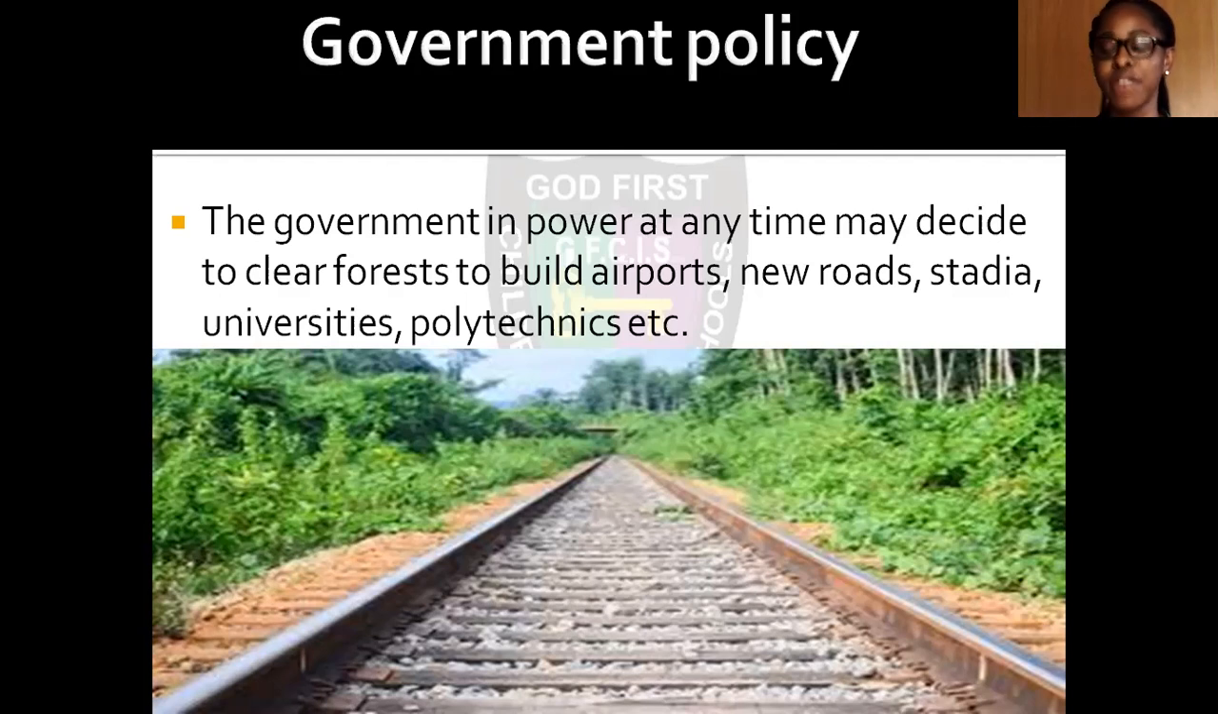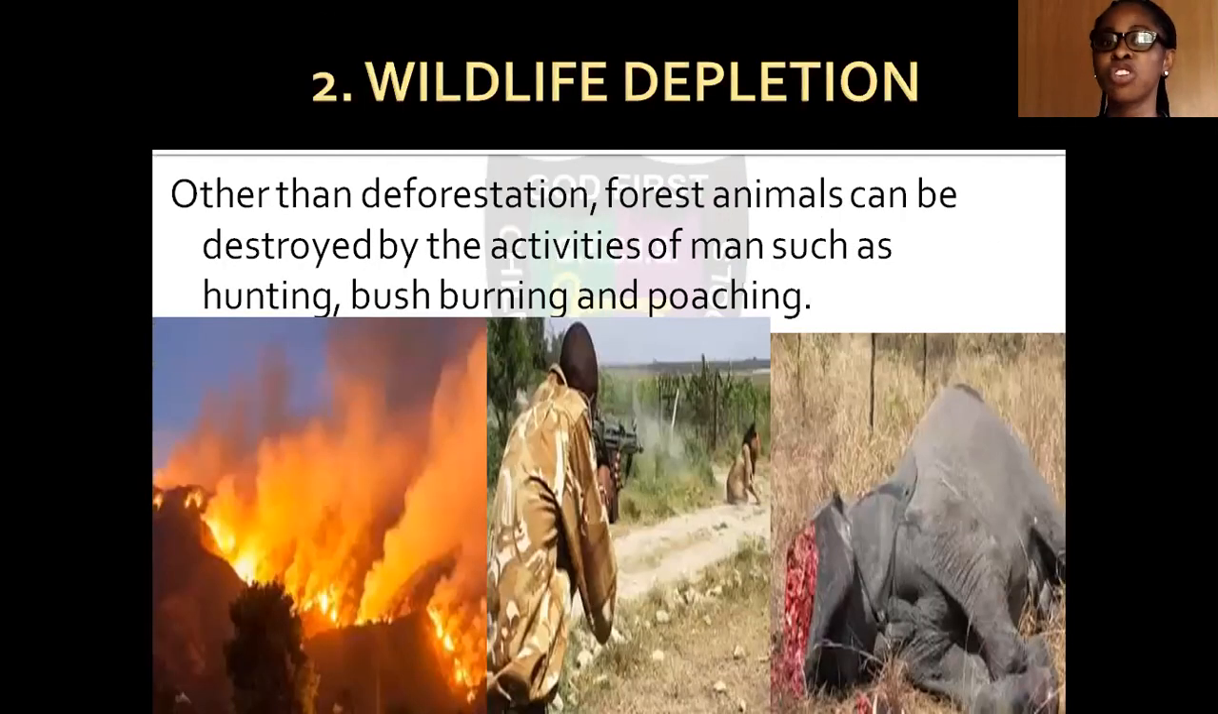We'll move ahead to number two, which is wildlife depletion. Wildlife depletion is another human activity that affects our forest, and we'll be discussing it in detail. Other than deforestation, other than clearing the lands without replanting them, the other activities of man, such as hunting, bush burning, and poaching, can affect the forest.